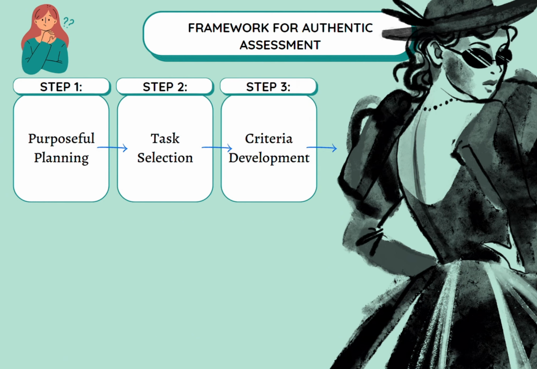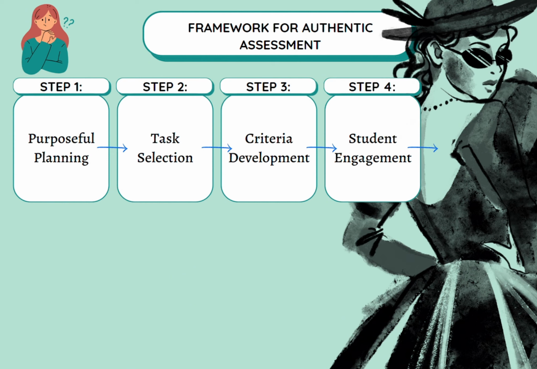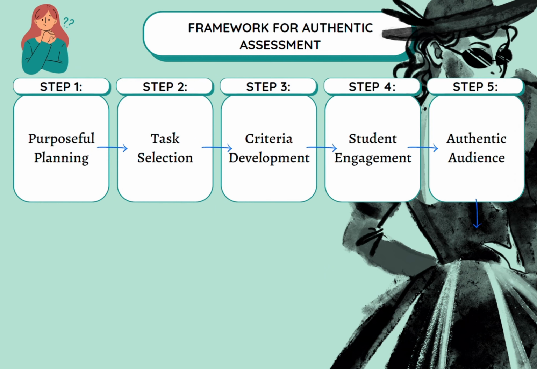Step 3. Criteria development. Create assessment standards that match the learning goals, considering criteria mastery, skill utilization, innovation, and effective communication. Step 4. Student engagement. Involve students by providing choices in selecting assessment tasks, motivating them to explore their interests and passions within the framework. Step 5. Authentic audience. Design assessment that enables students to showcase their work to a genuine audience, potentially involving peers, professionals, or community members.